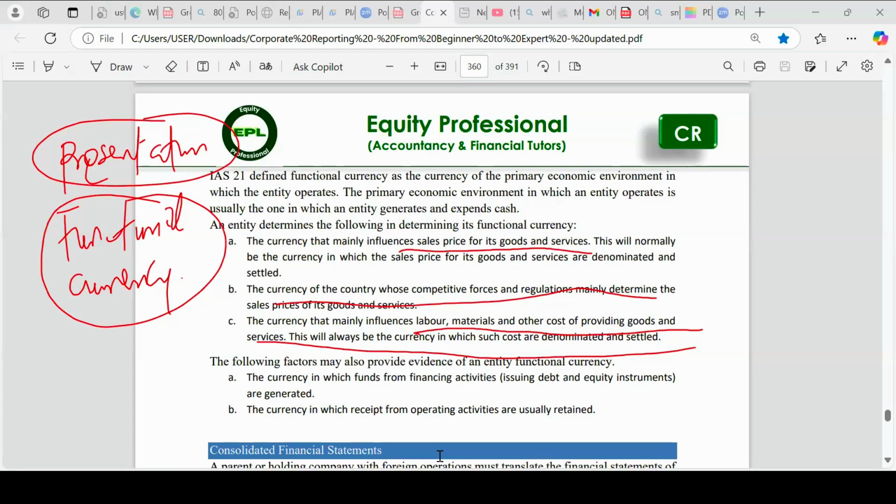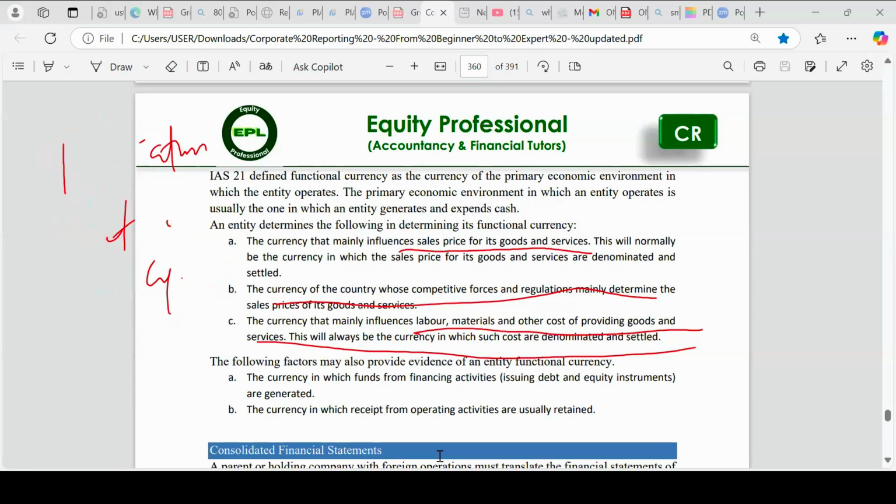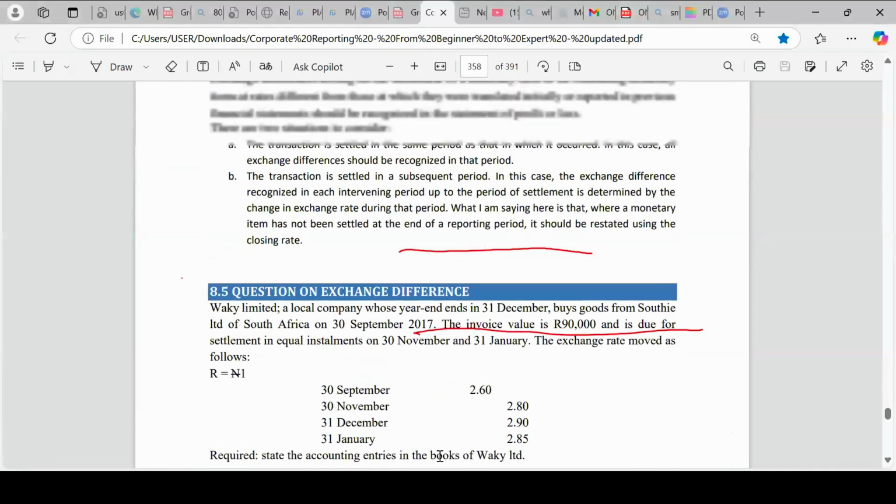So it means that if the transaction takes place today, by the reporting year end, if that transaction remains unpaid, and that's what's going to take us into what is called monetary items and non-monetary items. We're still going to get there, but let's take it bit by bit. I just wanted to clear the issue of presentation currency and functional currency. So let's go back up.